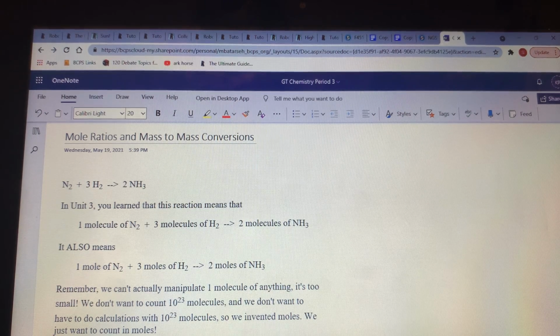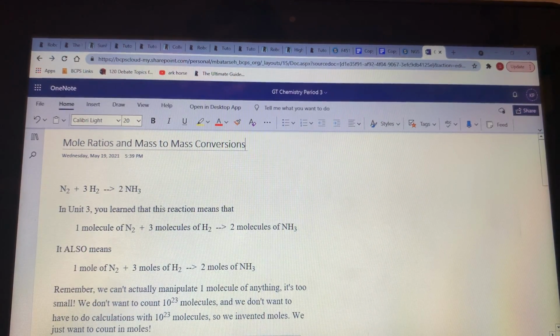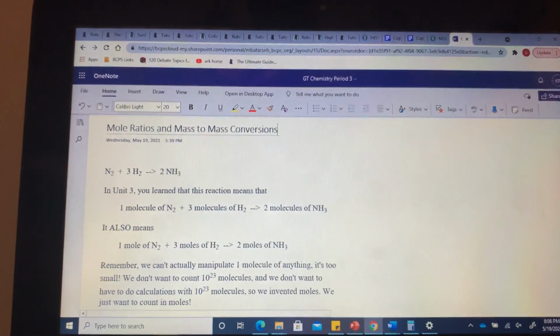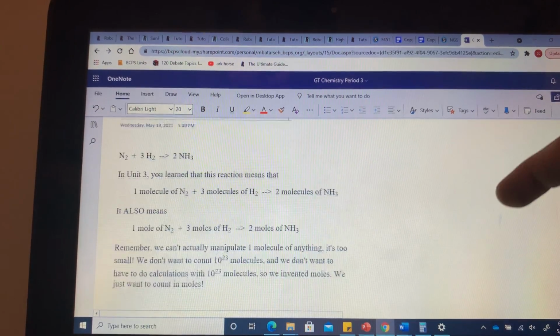Because you can't actually manipulate 1 molecule of anything, it's really, really small. We don't want to have to count all that out. Hence the reason moles were invented, because now we can use moles in the equation and make it much easier to calculate all that. So let's get down into our problem.